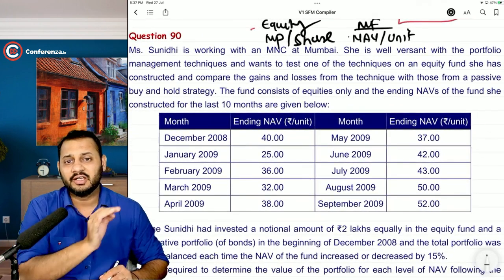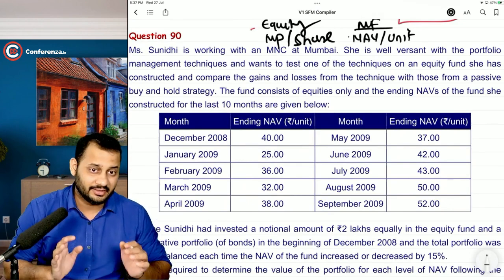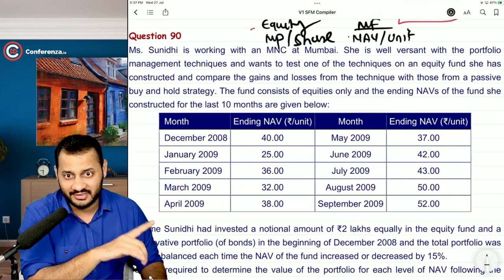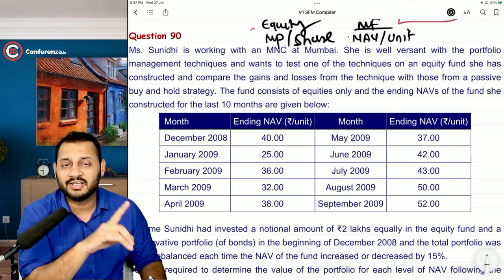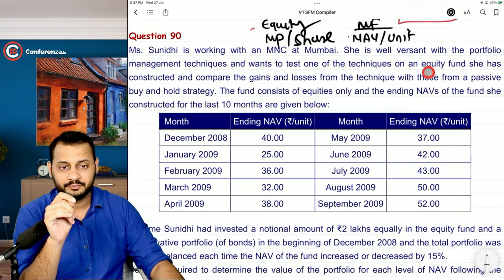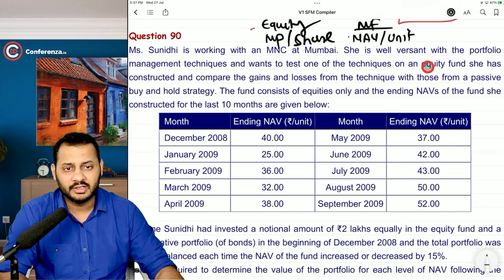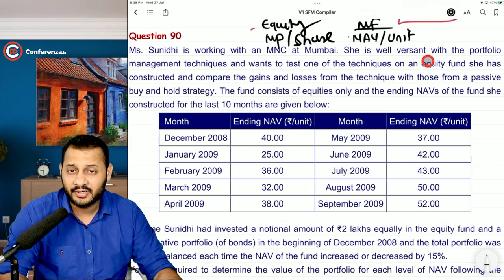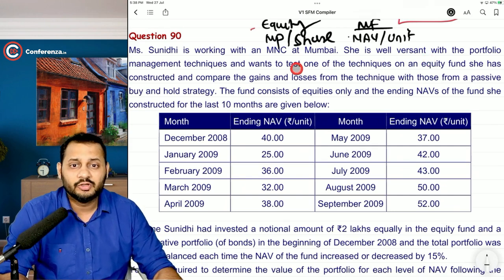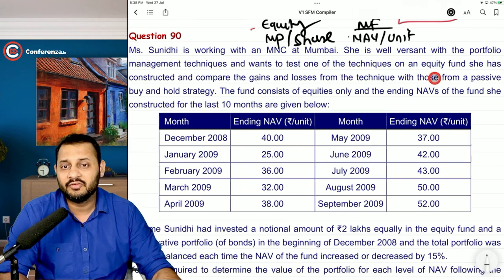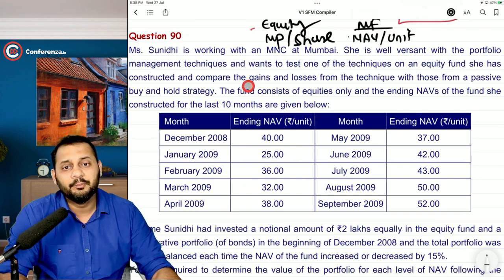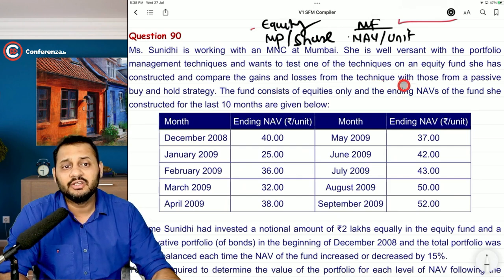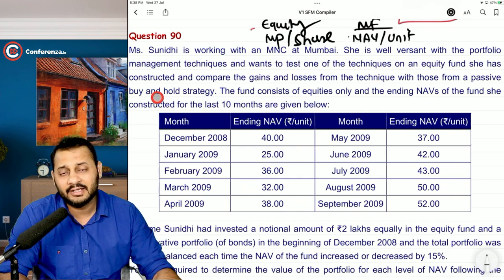Miss Sunidhi is working with an MNC at Mumbai. That's great, she's in Mumbai. She's well versed with the portfolio management techniques and wants to test one of the techniques on an equity fund. I will just repeat this. She is well versed with the portfolio management technique. She knows everything about portfolio management. She might have done CA and wants to test one of the techniques on an equity fund she has constructed and compare the gains and losses that will happen from the technique with those from a passive buy and hold strategy.